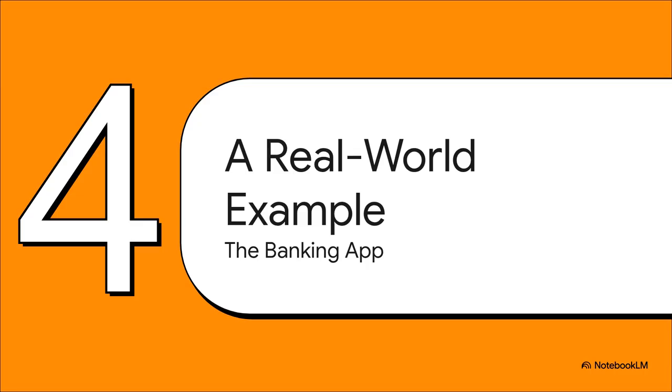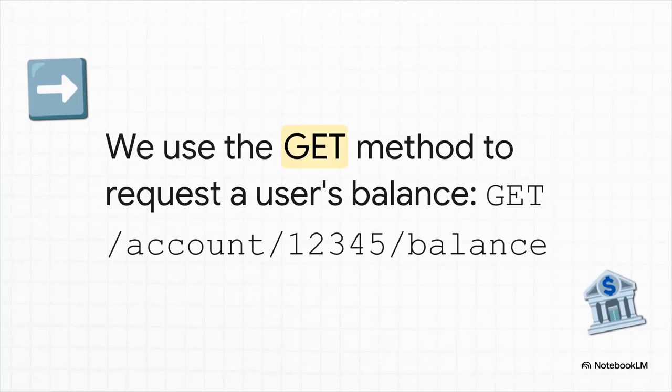Now, I know this can sound a little abstract, so let's make it super concrete. Let's imagine we're testing the API for a mobile banking app. So our test begins with a simple question, an ask. We're using that get method to request the balance for account number 12345. We are literally asking the bank's system, hey, can you tell me the balance for this account?